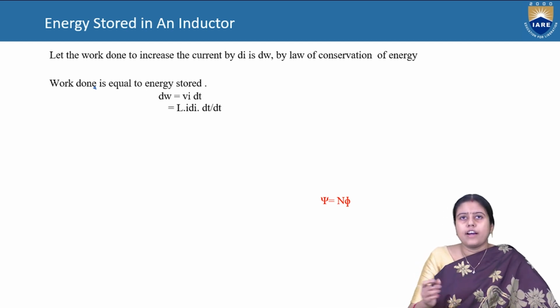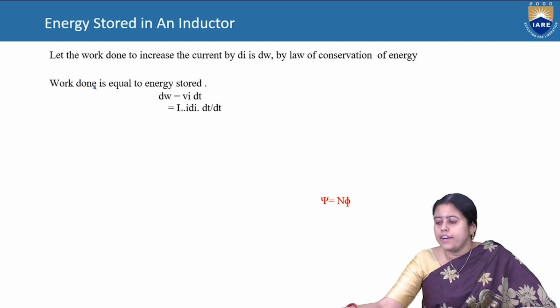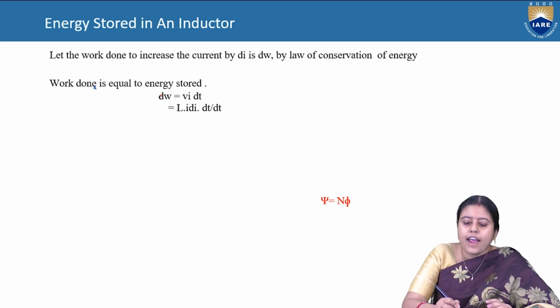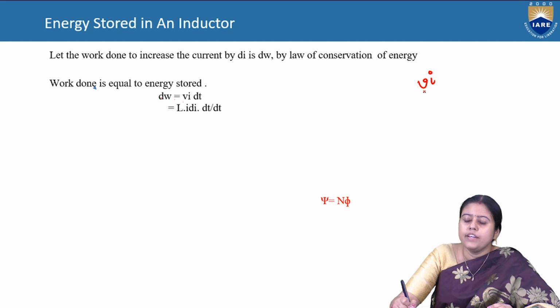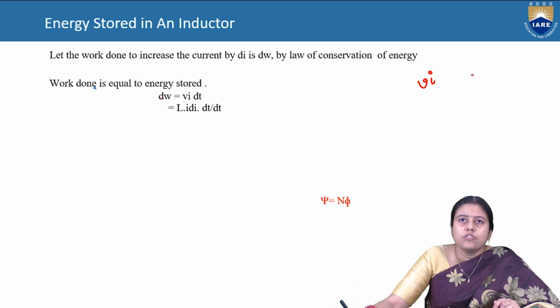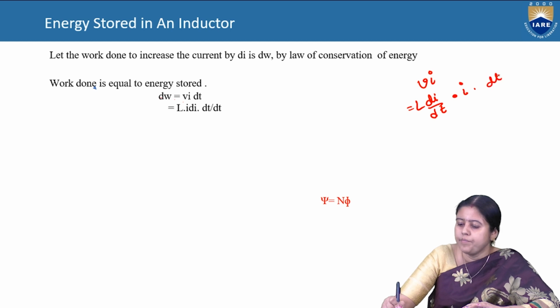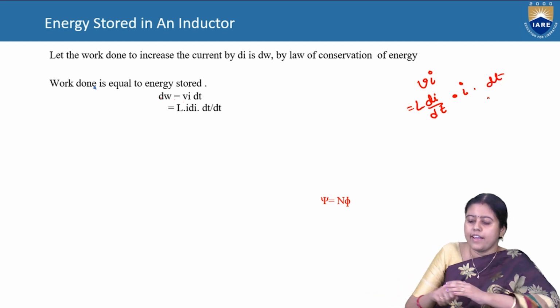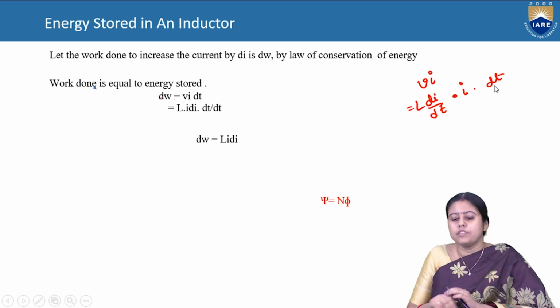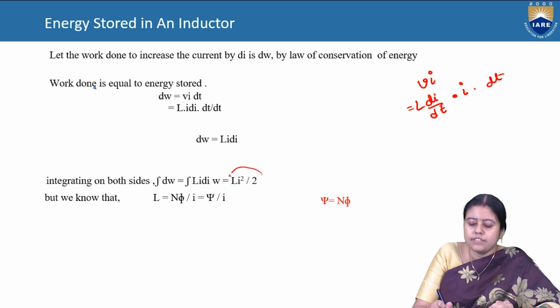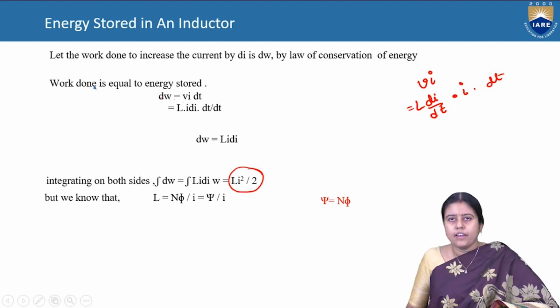Energy stored in an inductor. Work done is equal to the energy stored. When current flows through an inductor, there is a rate of change of current, and dW is equal to VI dt. Actually, power is V into I, the instantaneous power. So what is V? V is equal to L di by dt, so dW is equal to L di by dt into I into dt. So we can write dW is equal to Li di. So integration of Li di is equal to Li square by 2.